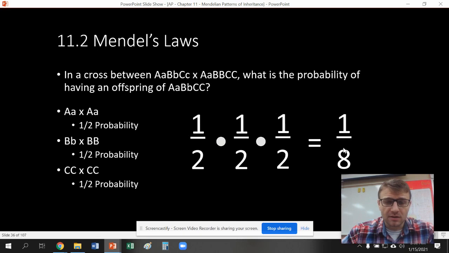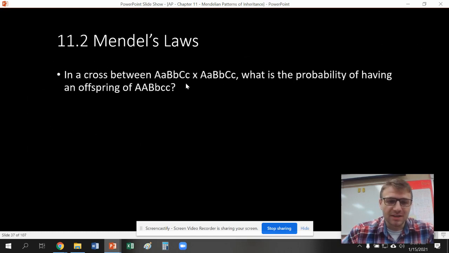And that's our answer. We don't have to do our trihybrid Punnett square for this. We know that this is going to be 1/8 of the time. So 1/8 of the offspring are going to be this combination. Yeah, it's that easy. It's crazy, right? Let's do another one together.